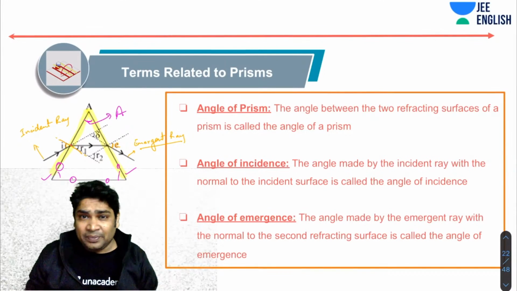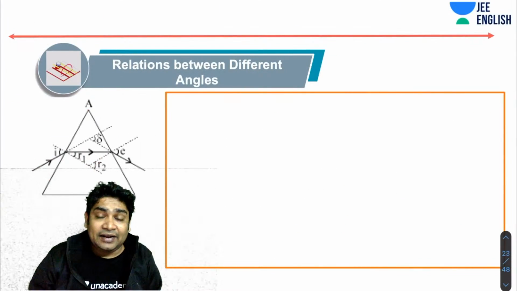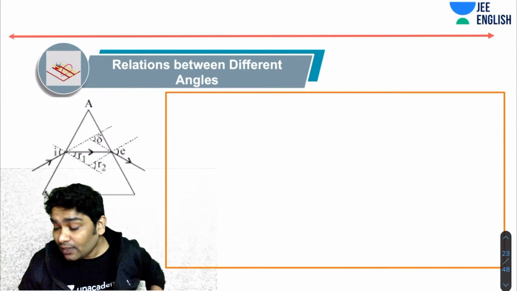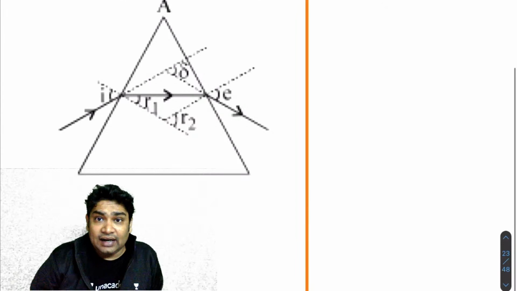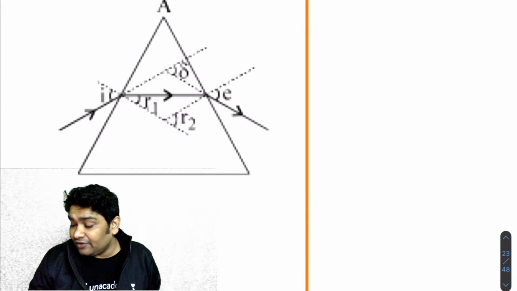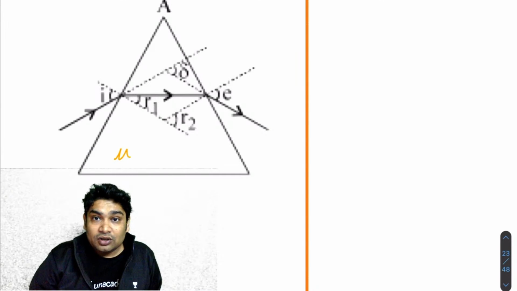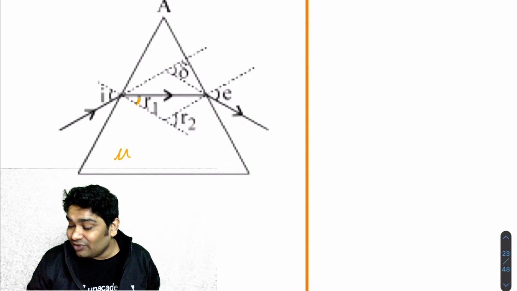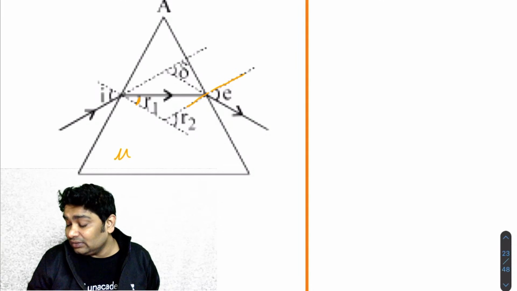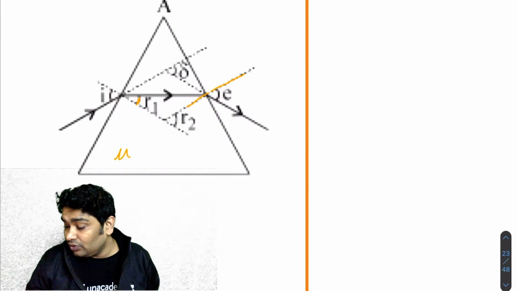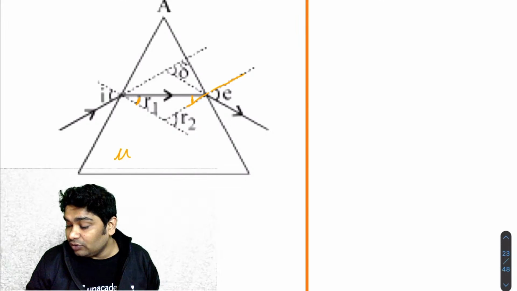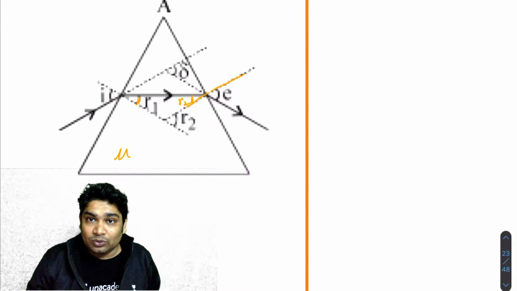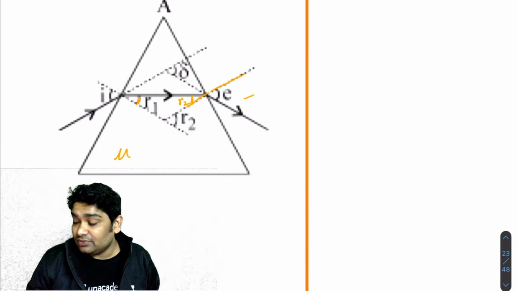So with the basic terms known, let's try to identify relations between these different angles. If I look at this triangle, if the prism has a refractive index of mu, and R1 is the first angle of refraction, then for this refraction, this angle would be R2. R2 would be the angle of incidence for surface number 2. And E is the angle of emergence.